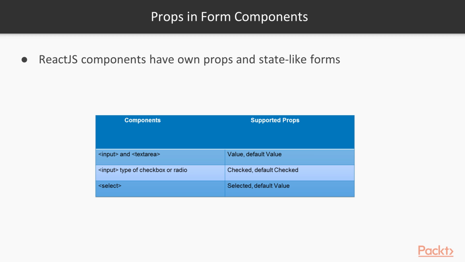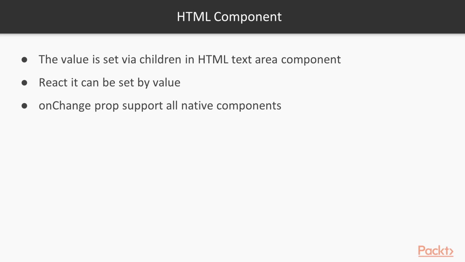Props in form components. As we know, React.js components have their own props and state. Forms support a few props that are affected via user interaction. Components: input and textarea. Supported props: value, defaultValue. Components: input of type checkbox or radio. Supported props: checked, defaultChecked. Components: select. Supported props: selected, defaultValue. In an HTML textarea component, the value is set via children, but in React it can be set by value.